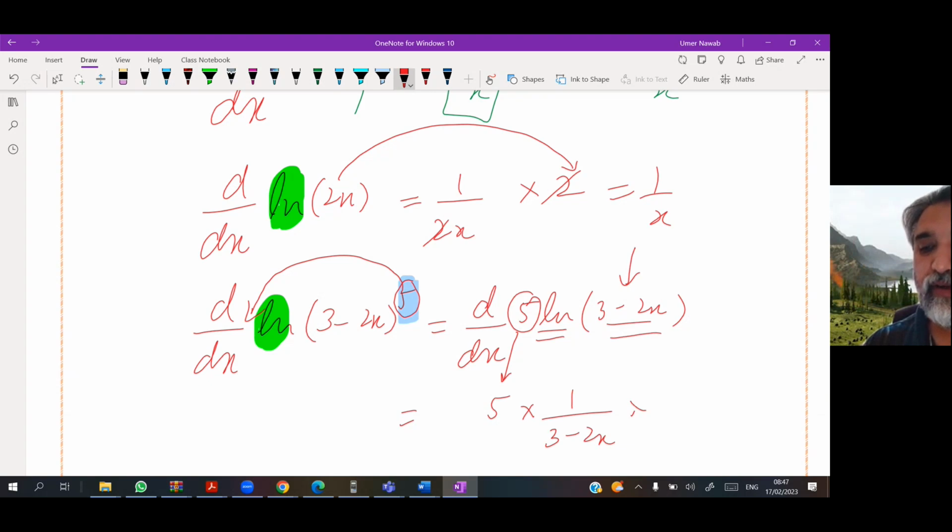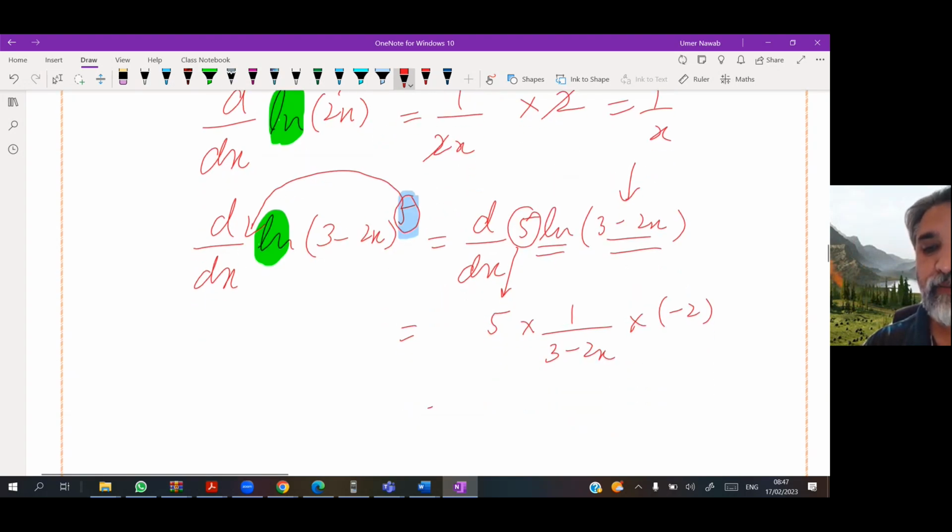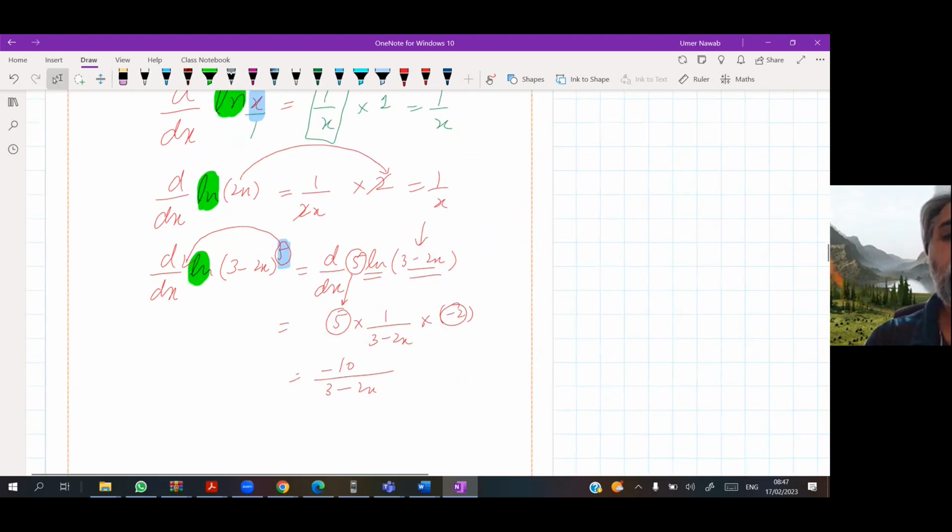Now what is the further derivative of 3 minus 2x? The further derivative of 3 minus 2x is minus 2. Can I simplify? Now this 5 is going to multiply with minus 2, gives you minus 10 over 3 minus 2x. That's the final answer. I hope it clears to everyone.